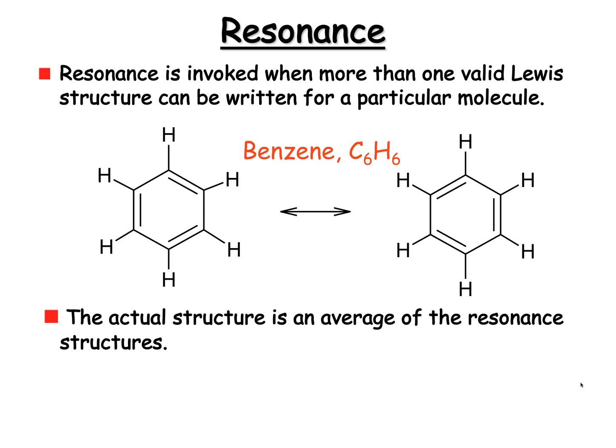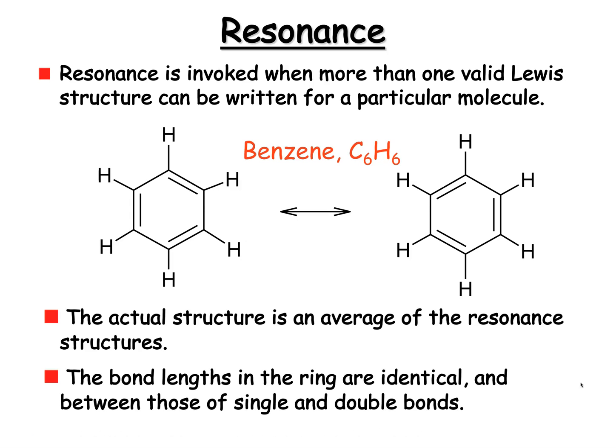And then since it's constantly moving back and forth, the actual structure is technically an average of these two. So all the bonds within the benzene ring, the carbon-carbon bonds, they're not fully single, they're not fully double. They're an average between the two. So the bond lengths in the ring are actually all the same. Even though you see double bonds and single bonds, technically they are all identical because it's an average between the two structures, where each bond 50% of the time is single and 50% of the time is double. Questions on this? Okay.